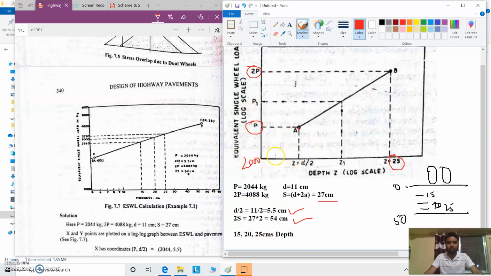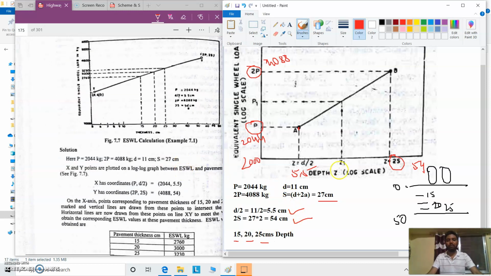This P value is given as 2044 kg, and 2P will be 4088. So here I will write 2044 kg of load, and here 2P will be 4088 kg of load, and at d by 2 it will be 5.5 again, and at 2S it is 54 centimeters. We have been asked to calculate the total load at a depth of 15 centimeters, at a depth of 20 centimeters, and at a depth of 25 centimeters. This is the result of this question.